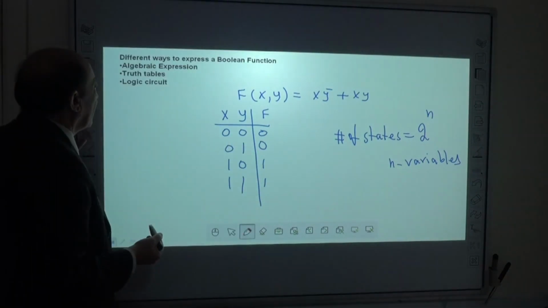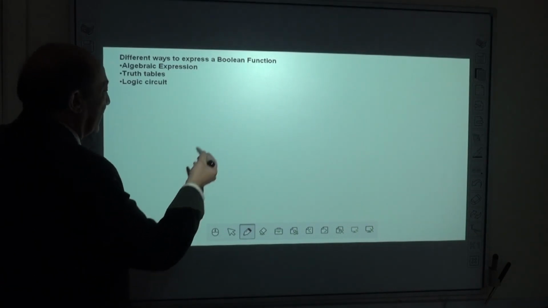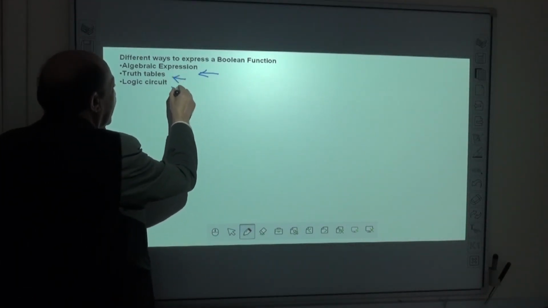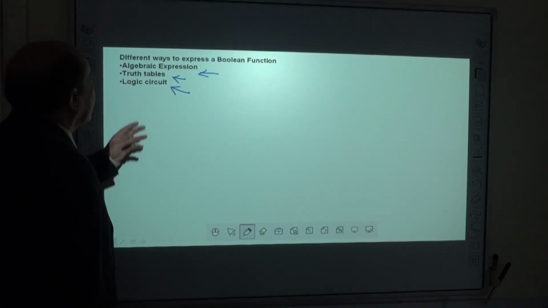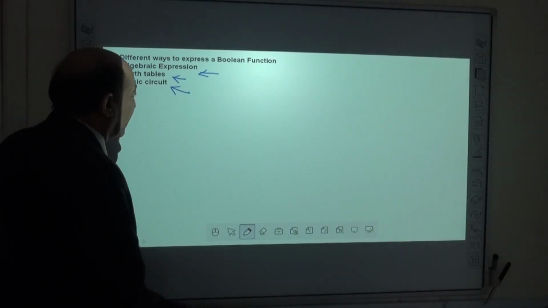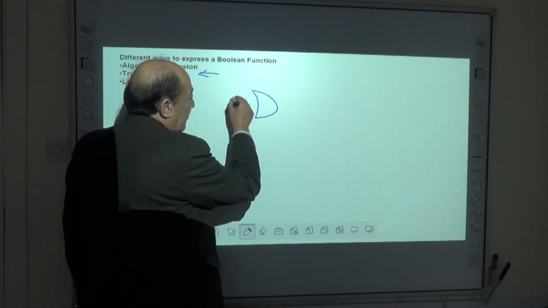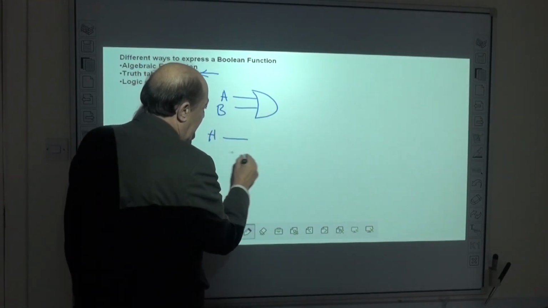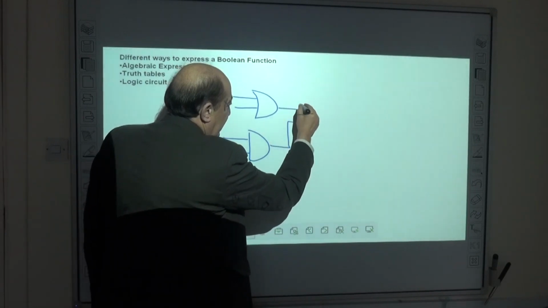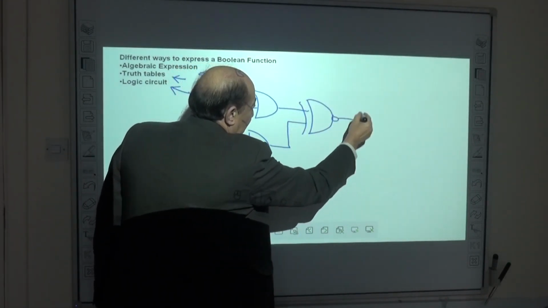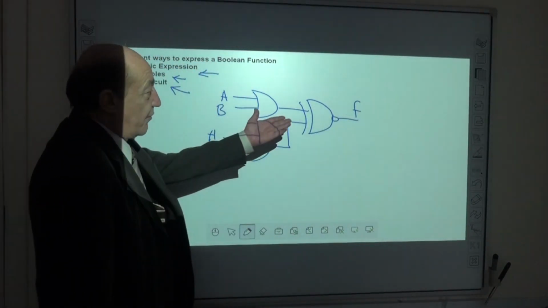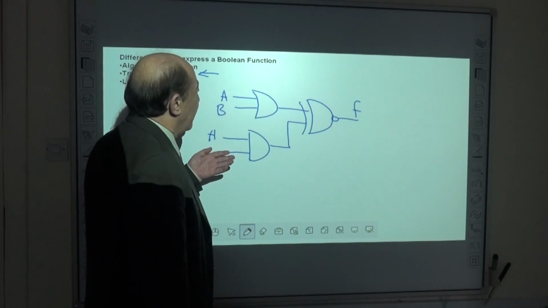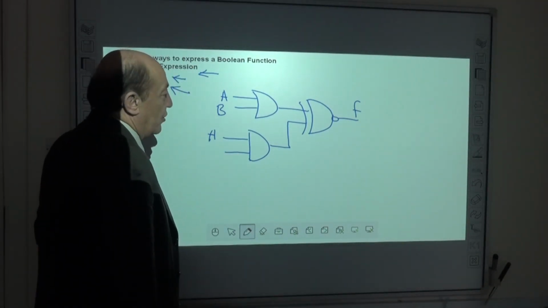So we can express Boolean functions in different ways: in algebraic forms, by means of truth tables, or logic circuit. All the forms are equivalent. We can derive any form from another. By means of logic circuit, for example, if we have the circuit with inputs A, B, A, C, etc., the output is the function f. The function f is now given by means of logic circuit. From this logic circuit, we can derive both the algebraic form and the truth table.